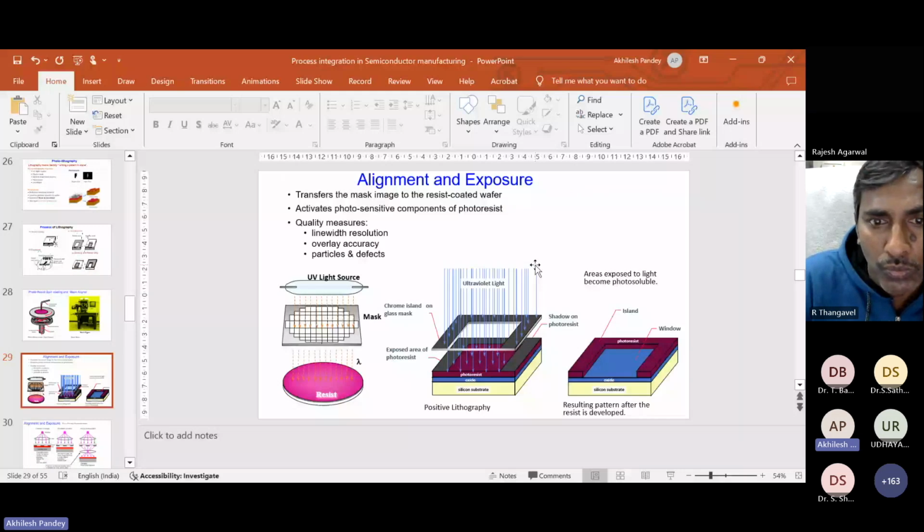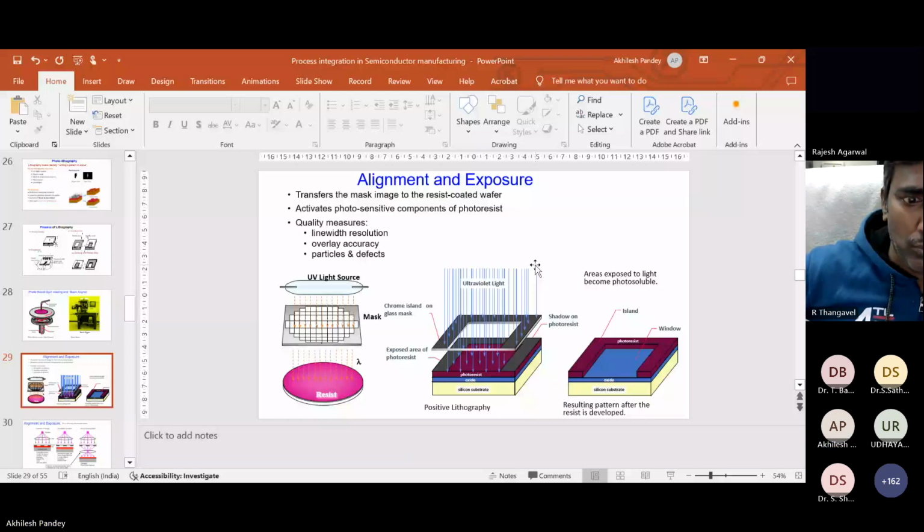Now this one, the UV light source, and this is the mask, and UV light has been exposed, and this resist will be there. With UV light exposure, you can see the chrome island on the glass mask, and this is the photoresist material. This is the photo mask, and this is the exposed area. Then after exposing it, the resist has been removed, and this is the window where the other fabrication has to be done.